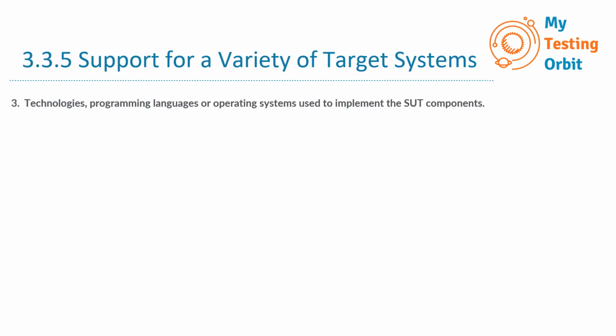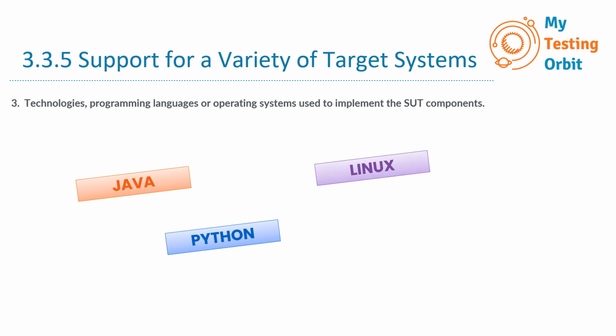Next, we have technologies, programming languages, or operating systems used to implement the SUT components. Okay, so the application may be built using different technologies and programming languages. For instance, one version might be developed using Java, while another uses Python. Similarly, operating system compatibility is also very crucial. So some clients prefer a Linux-based server environment, while others opt for Windows.